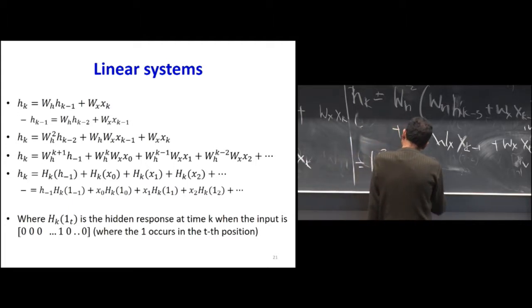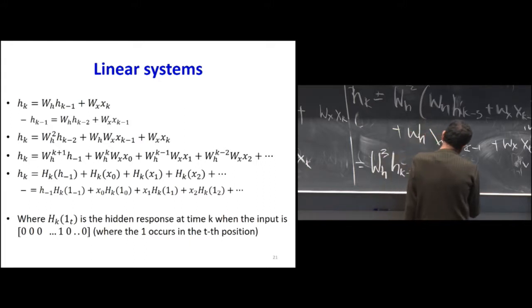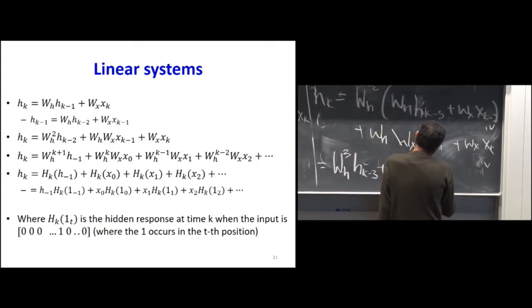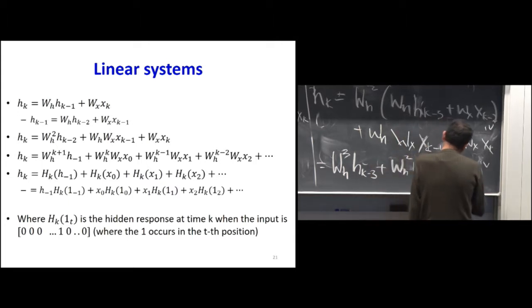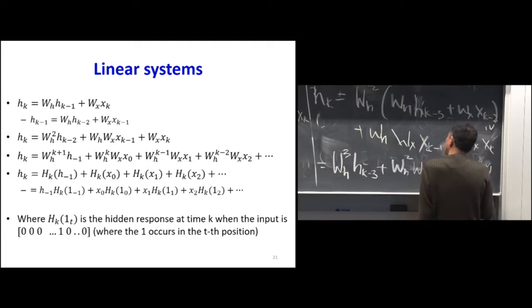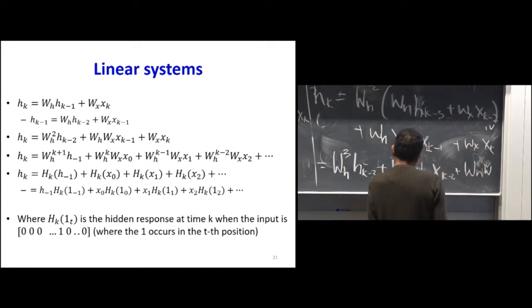Okay. Plus WH squared WX xk minus 2, plus WH WX squared, right? Is there a WX xk squared?